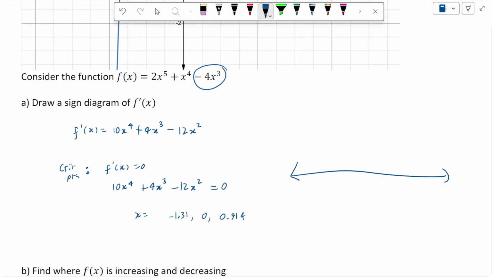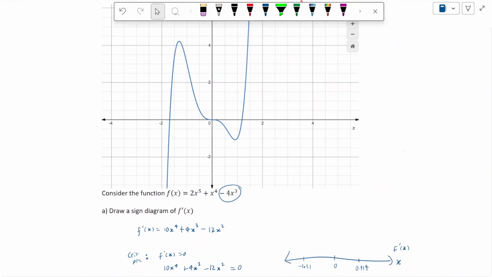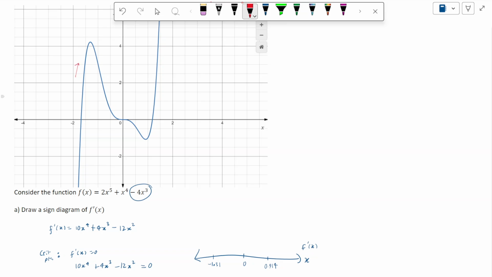So to get our sign diagram of the derivative, I'm going to put those 3 numbers on there. So that would be 0. Try and keep everything on a sensible scale. 0.914, minus 1.31. And you can actually use the slope of your function. So here we're going uphill. So I'm going to put a plus there on the sign diagram. Then at this point, which looks to be minus 1.31, that's the flat bit, so that we've labeled that on our sign diagram. And then we're going downhill, so I'm going to put a minus after that.